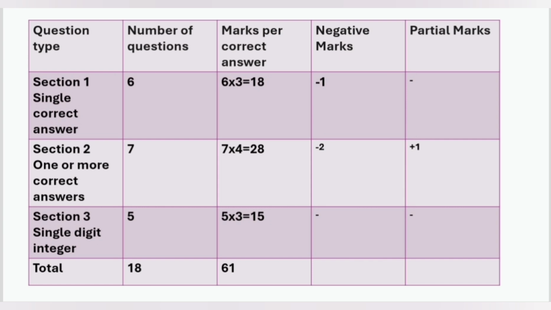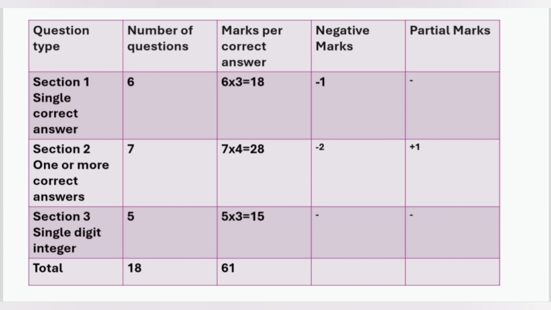Now here partial marking means, for example, out of 4 options, if 3 are correct and you kept only 2, then they will give the partial marks for that 2. Right. Now next, now in section 3, 5 questions will be asked. Each carry 3 marks. 5 into 3, 15 marks. No negative marks, no partial marks, and total marks are 61.